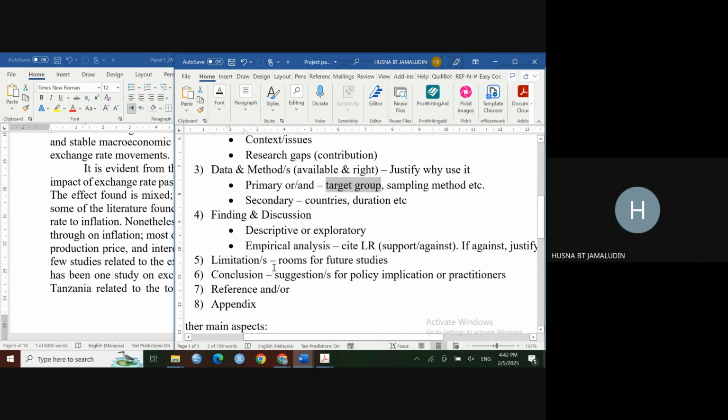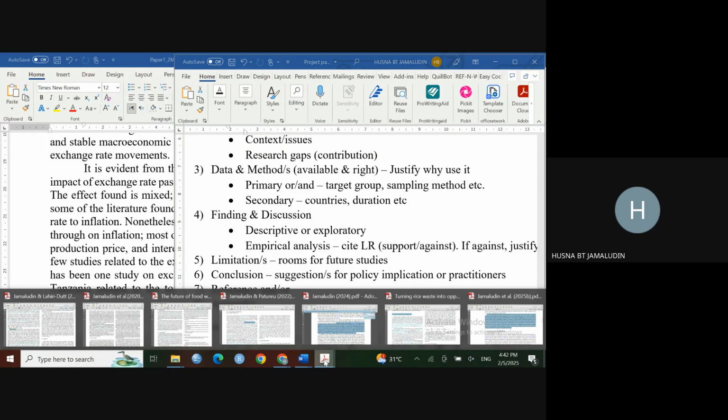Okay. Let me just show you the examples of primary. You have to make sure that you have a correct target group. You have to justify why they are your target group, and then you have to use a sampling method. Justify it, whatever you are. So in this section, data and method, you always have to justify. Okay, let me show you here.